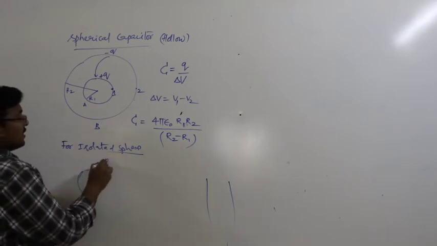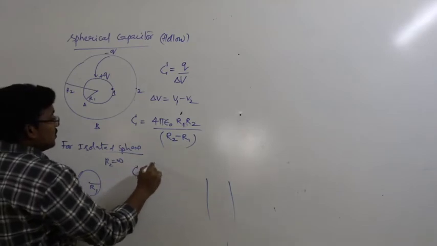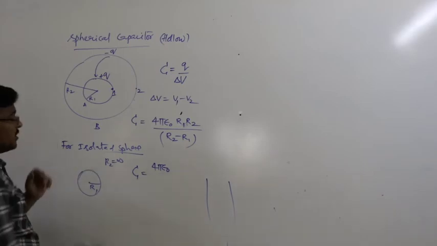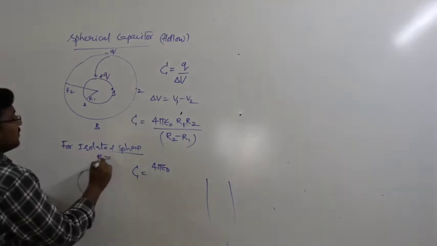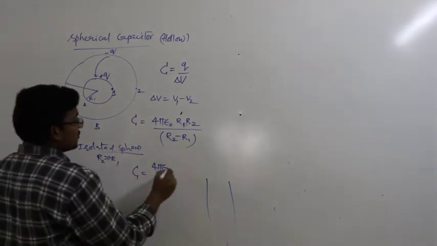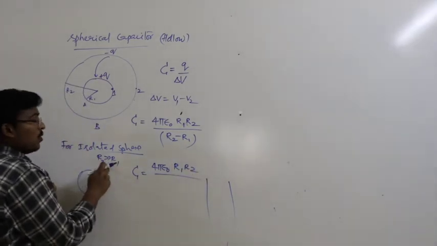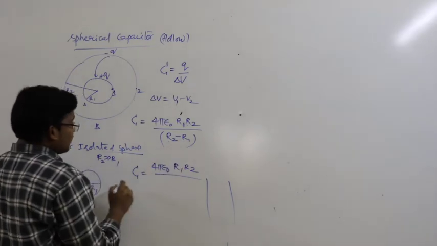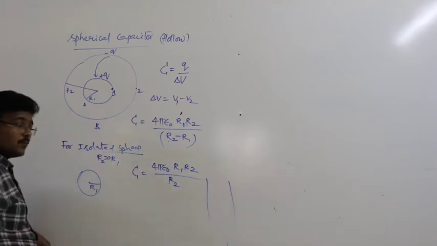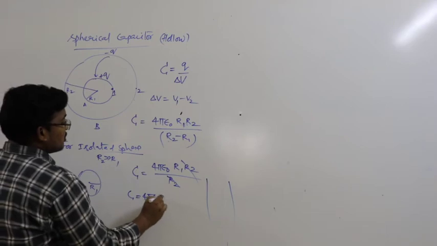Now for this we are taking R2 at infinity, or rather R2 very much more than R1, not exactly infinity. Now for that, what is the capacitance? It is 4 pi epsilon naught R1 R2 by R2 minus R1. Here R2 is more, so R2 minus R1 can be written as only R2, because this difference is nearly R2. So cancel this, and the capacitance formula we get is 4 pi epsilon naught R1.